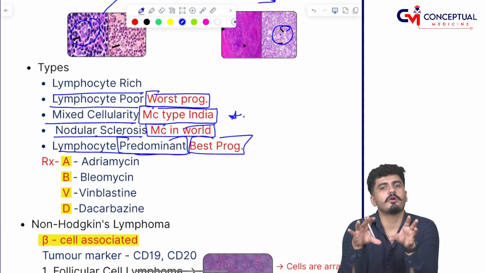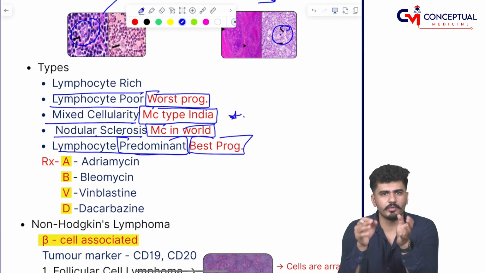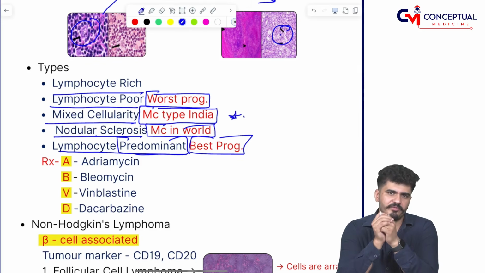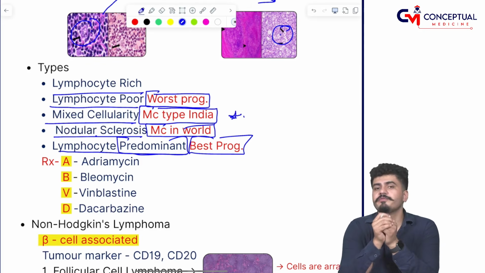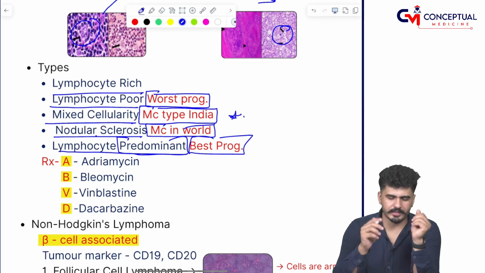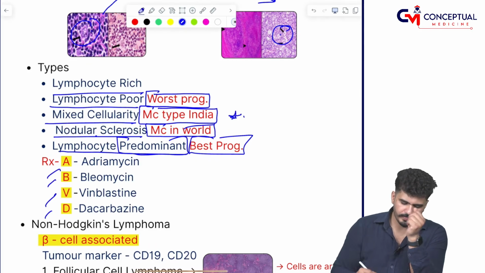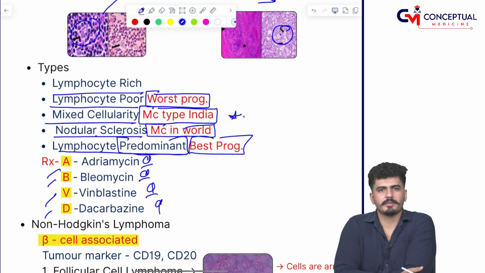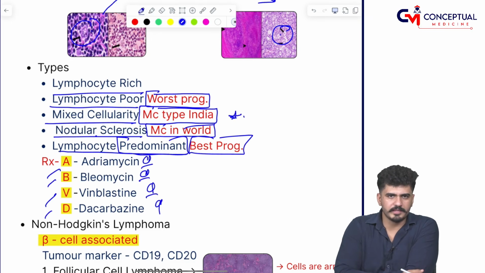These all are features of Hodgkin's lymphoma. Reed-Sternberg cells are seen in both Hodgkin's and non-Hodgkin's, but most probably they will be seen in Hodgkin's lymphoma only. Now the treatment regimen for Hodgkin's lymphoma is a mnemonic, that is ABVD: Adriamycin, bleomycin, vinblastine, and dacarbazine. This is the regimen we are going to give in the case of Hodgkin's lymphoma.